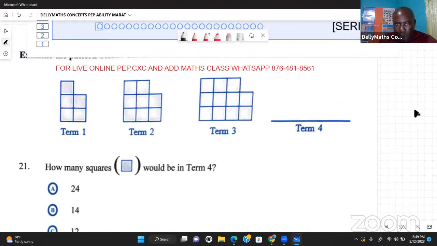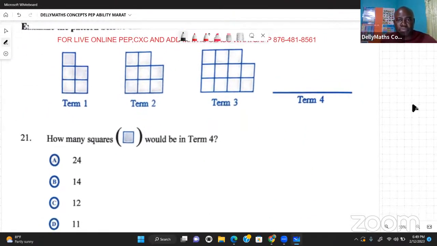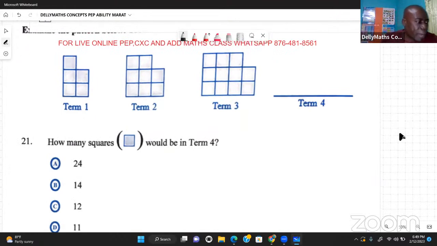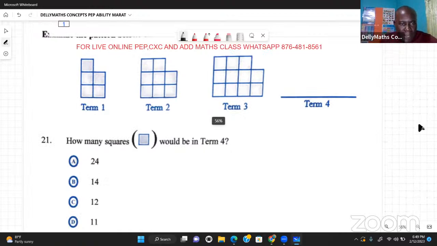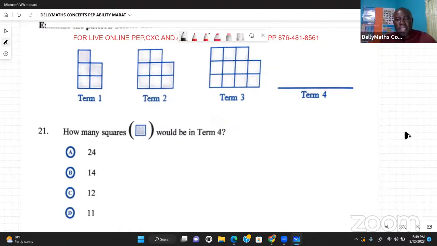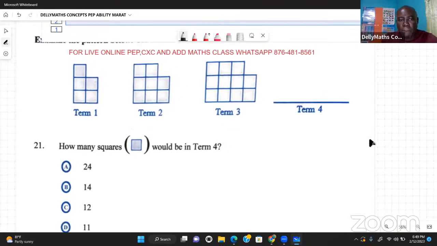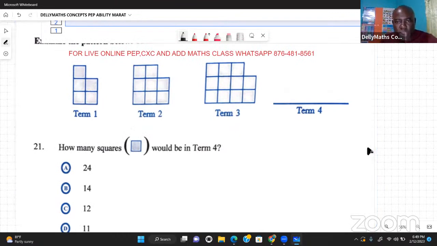All right, we're jumping on another one here. So we want to look at the pattern here. Looking at the pattern, right? It says how many squares would be in term 4? When you really look at this, you're seeing some nice little pattern here. We're seeing the bottom is 2, the bottom is 3, the bottom is 4. So I'm seeing one more than the term.